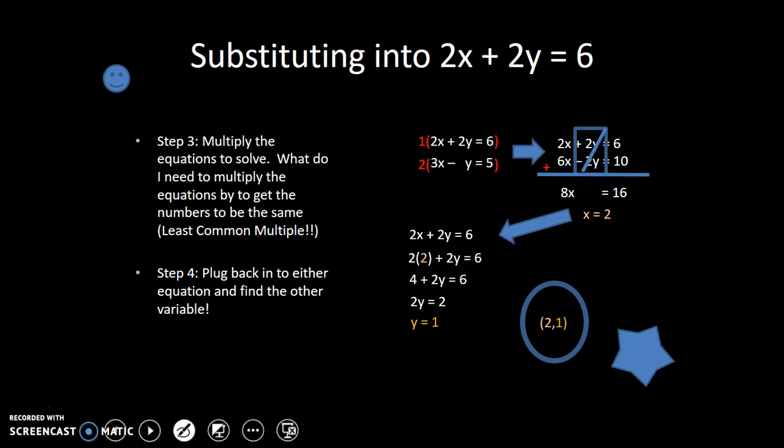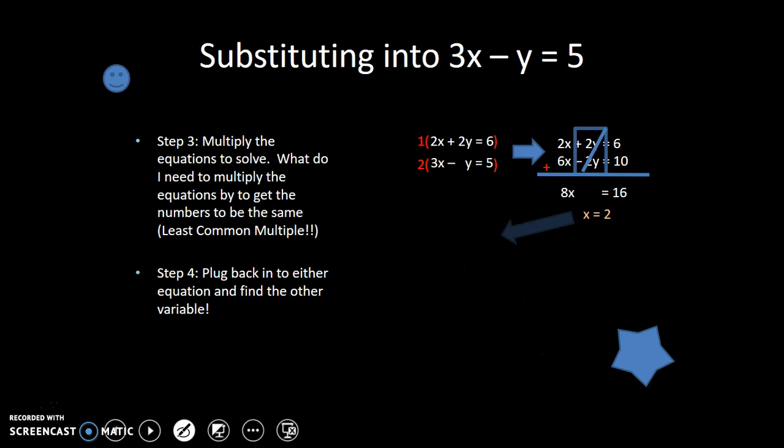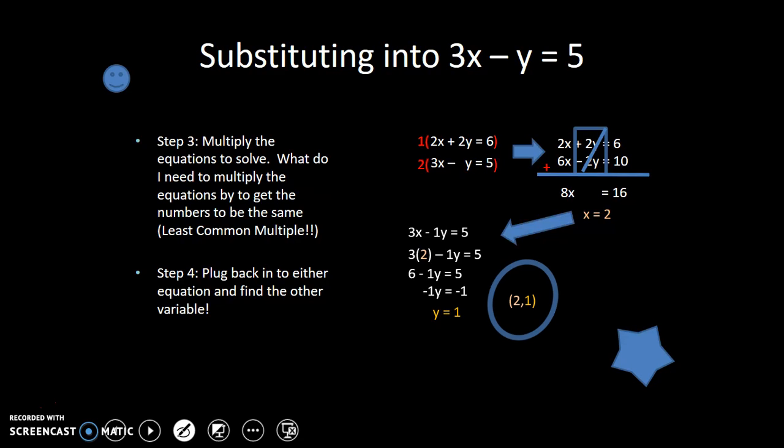Now you could do the same thing in the second equation. 3x minus 1y equals 5. Plug in 2 for x. 3 times 2 minus 1y equals 5. 3 times 2 is 6. Subtract 6 from both sides. We get -1y equals -1. -1 divided by -1 is 1. So we get, yet again, (2, 1).